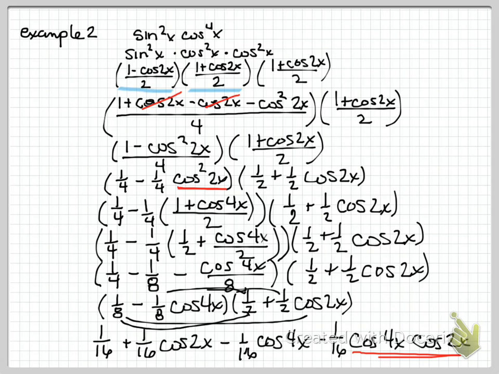we can use our product to sum formula to kind of clean it up a little bit. So let's do that. Let's go to the top of the next screen and rewrite what we had. That was the 1/16 plus the 1/16 cosine of 2x minus the 1/16 cosine of 4x minus the 1/16 the cosine of 4x cosine of 2x.